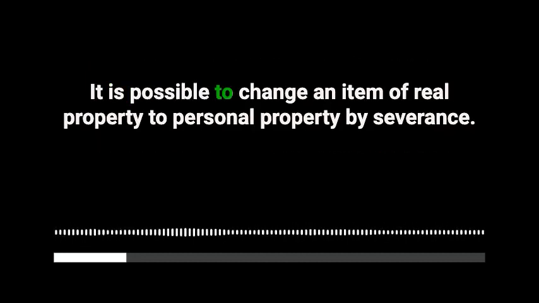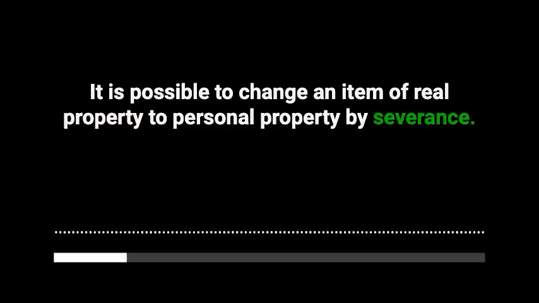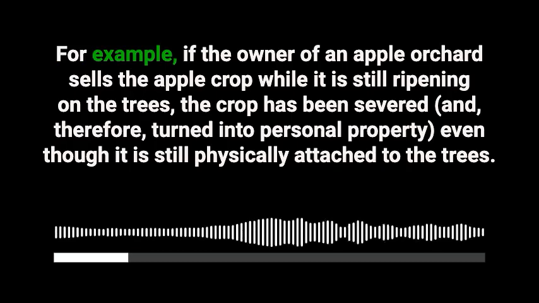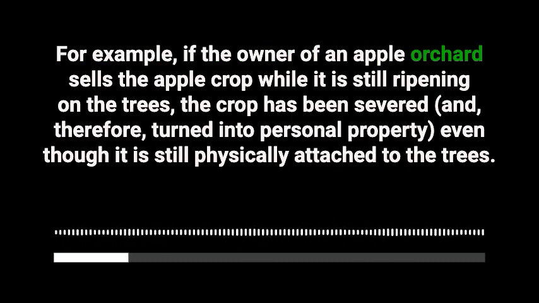It is possible to change an item of real property to personal property by severance. For example, a growing tree is real estate until the owner cuts down the tree and thereby severs it from the earth, or an apple becomes personal property once it is picked from a tree. Severance also may be the result of a contract. For example, if the owner of an apple orchard sells the apple crop while it is still ripening on the trees, the crop has been severed even though it is still physically attached to the trees.